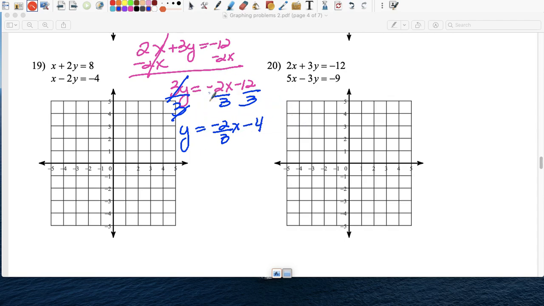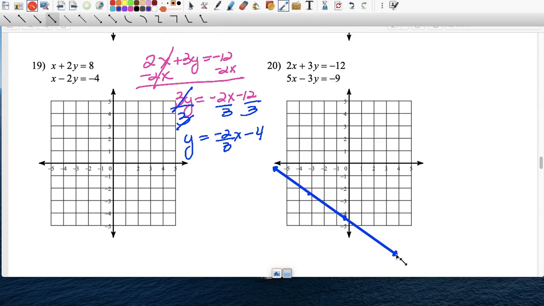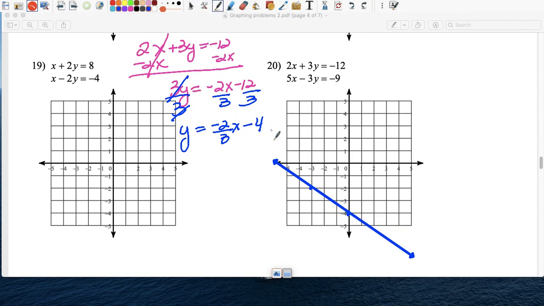You know what? Let me just graph it. Here's my y-intercept. It's a negative slope, so it's going to come down. So down is 2, left or right is 3. So down 2, 3 to the left: 1, 2, 3. Right now I have 2 points. Let me graph it. I put a line. And this is my line that's called y equals negative 2/3 x minus 4.